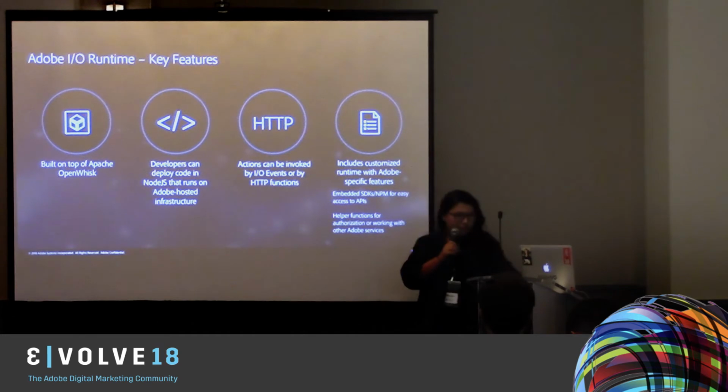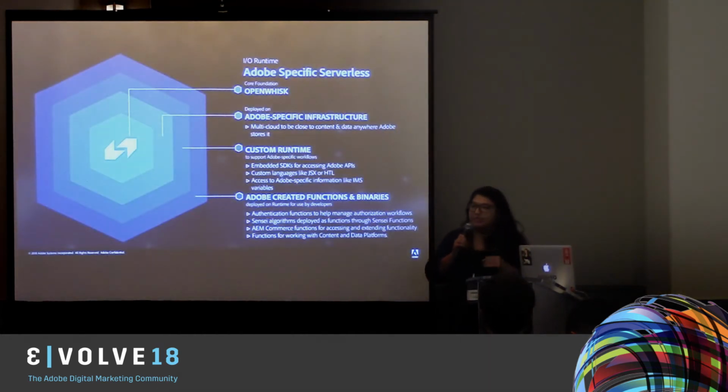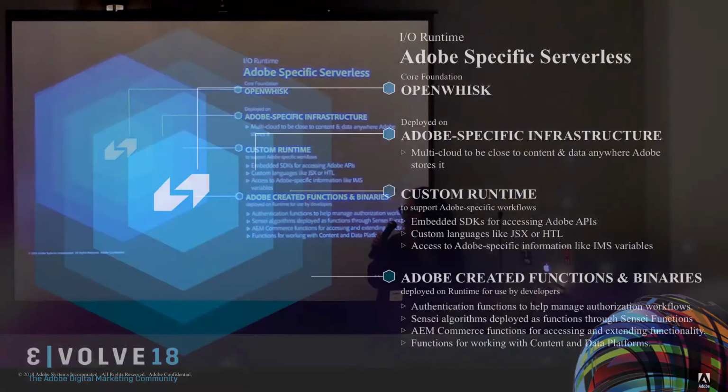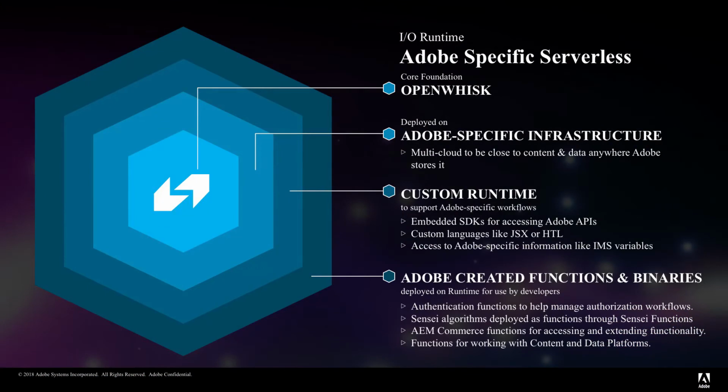Now the next diagram will hopefully help you visualize this better. It's what we call the four tiers of Runtime. As I said, the very core of it is Apache OpenWhisk. Now we take that and deploy it into multi-cloud across Adobe infrastructure.